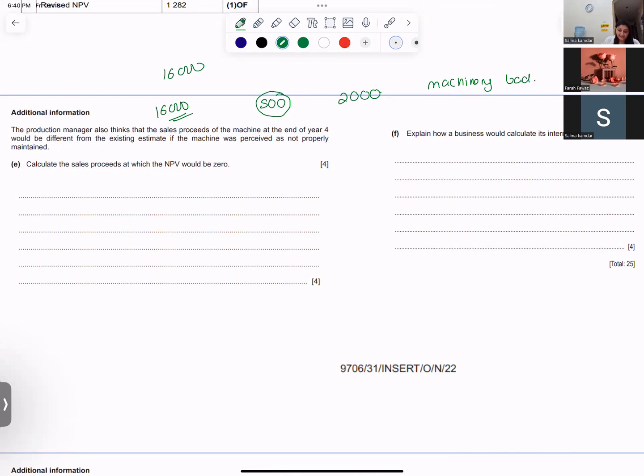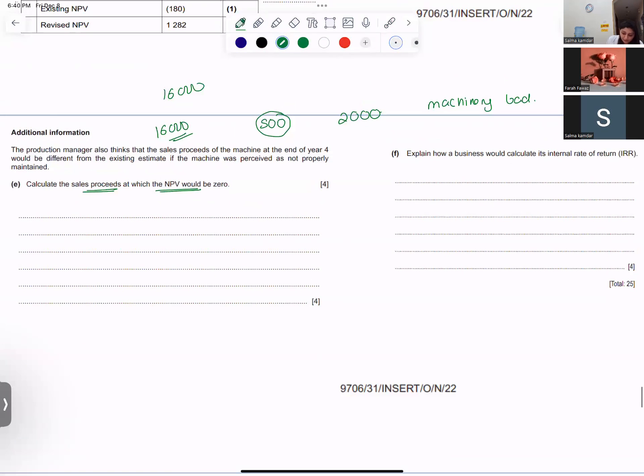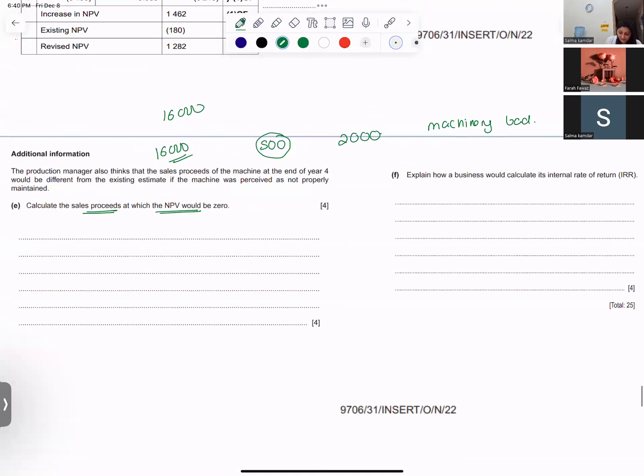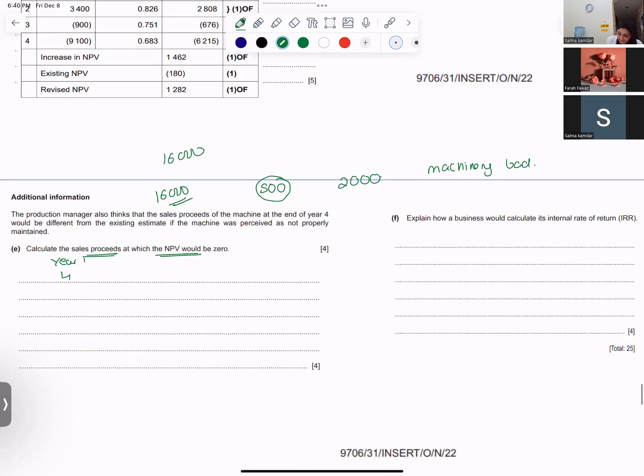Okay. So they are telling me to calculate the sales proceeds at which the NPV would be 0. So they are telling me to calculate what the sales proceeds should be so that you get an NPV of 0. Now at the end of year 4, you have your cash flow, discount factor, and present value of cash flow. Are you with me?